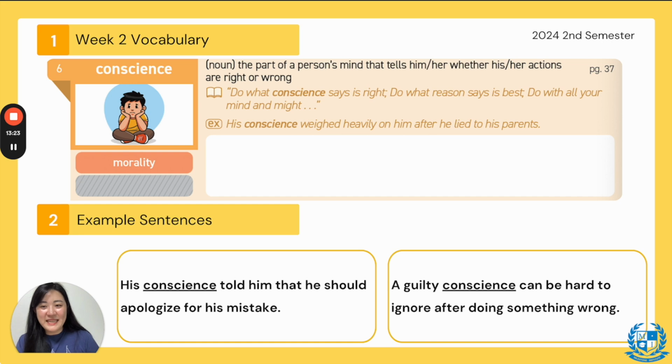Let's look down here. It says his conscience told him that he should apologize for his mistake. So even though he made a mistake, instead of just sweeping it under the rug and pretending it never happened, his conscience told him that he should apologize. Next one. A guilty conscience can be hard to ignore after doing something wrong. Again, if you did something wrong and you feel bad about it, your conscience won't let you down. It's gonna say, hey, go do something, make it right, so that you feel better. Or else your conscience is gonna be making you feel very bad.